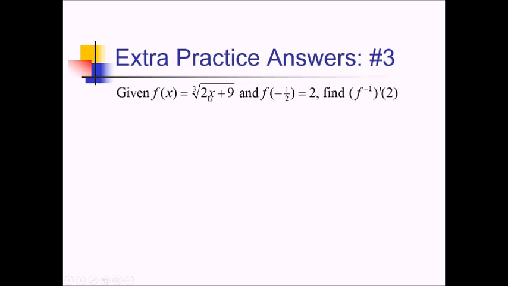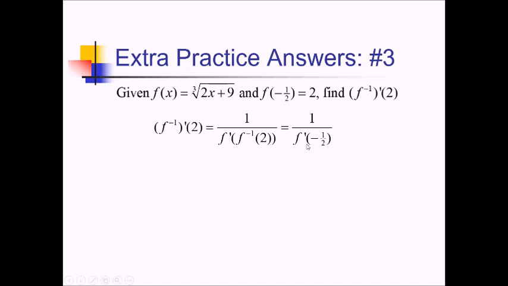On this problem, I've got this cube root function, and f of negative 1/2 is 2. We want to find f inverse prime of 2. Okay, so let me start with my inverse derivative setup. F inverse prime of 2 is going to be 1 over f prime of f inverse of 2. And f inverse of 2 itself, that's just what I have to plug into f to get 2. Well, that's this negative 1/2 right here. So now I need f prime of negative 1/2.